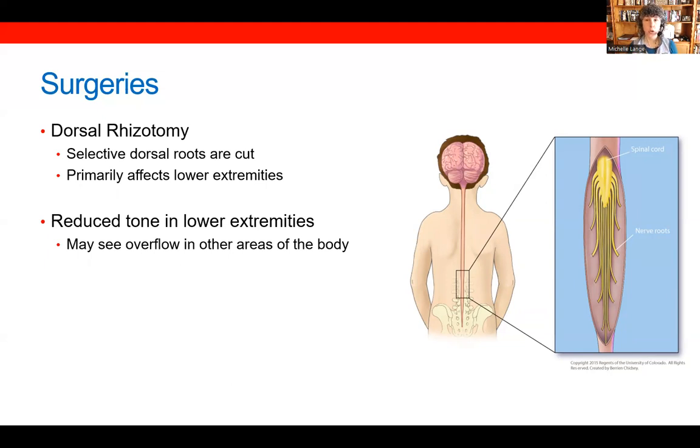In a traditional lumbar dorsal rhizotomy, the dorsal roots are cut and it's going to affect the lower extremities, but we may see some impact on the rest of the body as those muscles calm down, and it's often done so to improve ambulation.